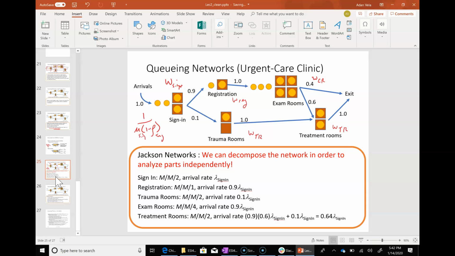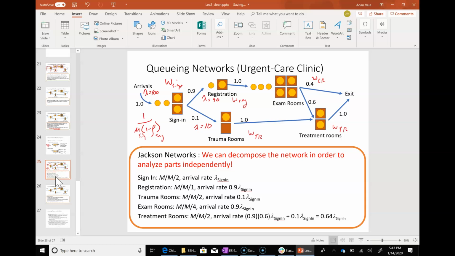Okay, actually, let's make a different assumption. Let's say I have 100 customers per hour going into my sign-in. What fraction of those arrivals are going to go towards registration? 90, right? So lambda into the registration is going to be 90. Lambda into the trauma room is going to be 10.